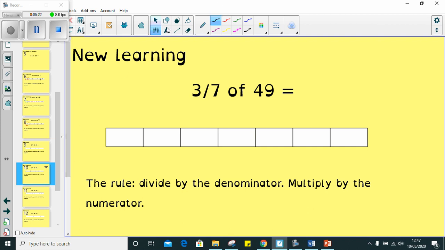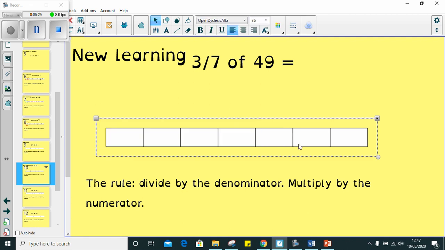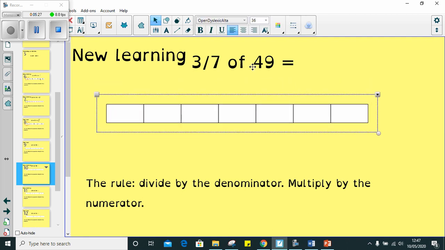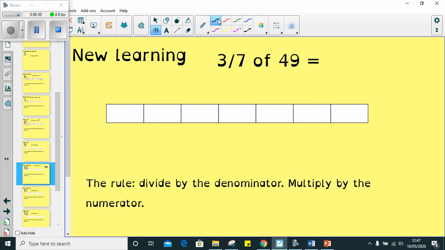Here we go. So we're looking at 3/7 of 49. So starting off first, we do the exact same thing that we've done before. We split our chocolate into 7 pieces and we do 49 divided by 7 because the rule is we always divide by the denominator first. So 49 divided by 7 is 7, 7, 7. And then I want 3 pieces of that. So I want 1, 2, 3.